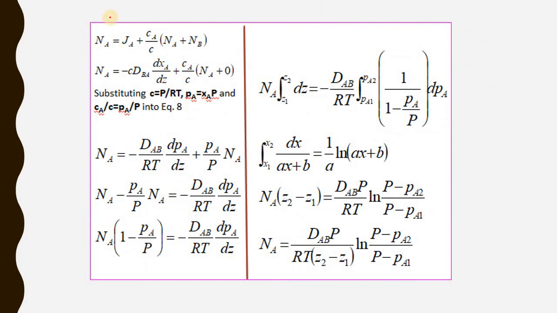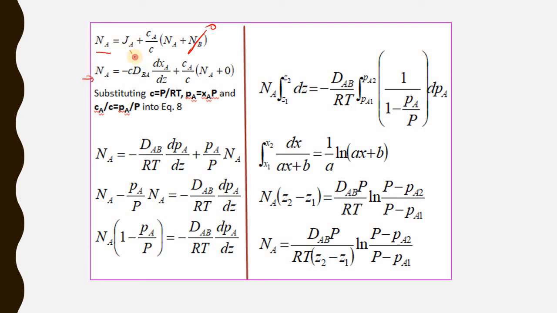Okay, this is how we rearrange and integrate the equation. Maybe I can repeat it all over again. So this equation is for diffusion through non-diffusing B. The total flux of A is equal to JA plus CA over C times NA plus NB. For non-diffusing B, the flux of B will be 0 because it doesn't move. So this equation will become this.